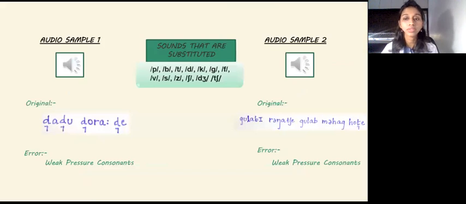Sounds that may be affected are p, b, t, d, k, g, f, v, s, z, sh, j, and ch. There is no specific IPA symbol to represent this error. Let's listen to the samples on the slide that represent the error. Kindly note that the articulatory placement of the sounds in this sample may be correct. The difference is seen in the intensity or pressure required for their precise production.